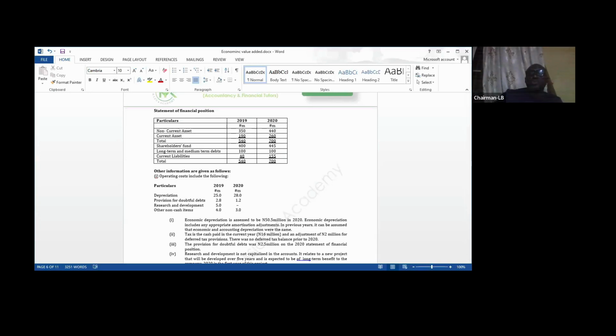Note number 2. Tax is cash paid in the current year. An adjustment of 2 million for deferred tax provisions. There was no provision, there were no deferred taxes prior to 2020. That means that was the first time provision was made for deferred taxation.